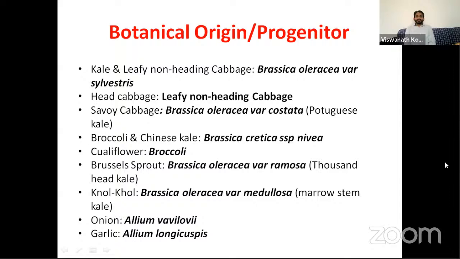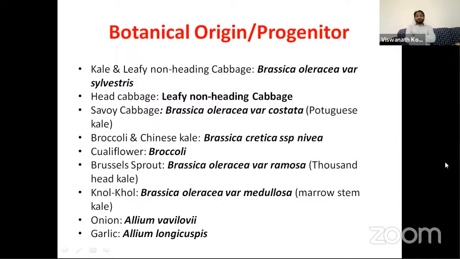Whatever we are seeing in the market nowadays, the cabbage that forms the head, that is head cabbage, was originated from leafy non-headed cabbage. And savoy cabbage, where the leaves have curls, was originated from Brassica oleracea variety Costata, the common name Portuguese kale. And broccoli and Chinese kale were originated from Brassica cretica subspecies Nivea in Italy. Broccoli was originated in Italy, from Brassica cretica subspecies Nivea.